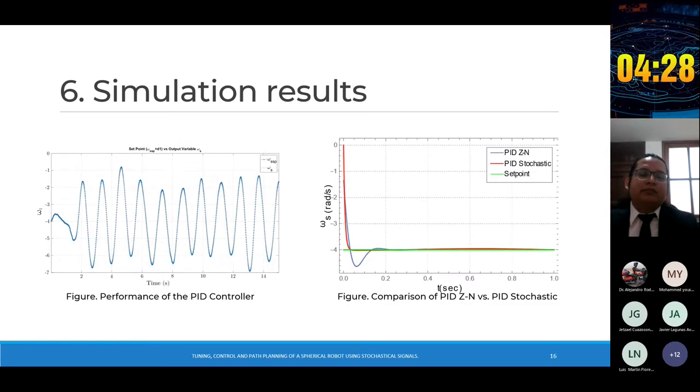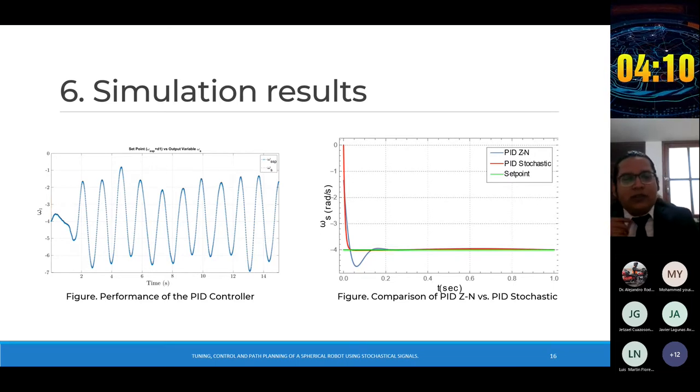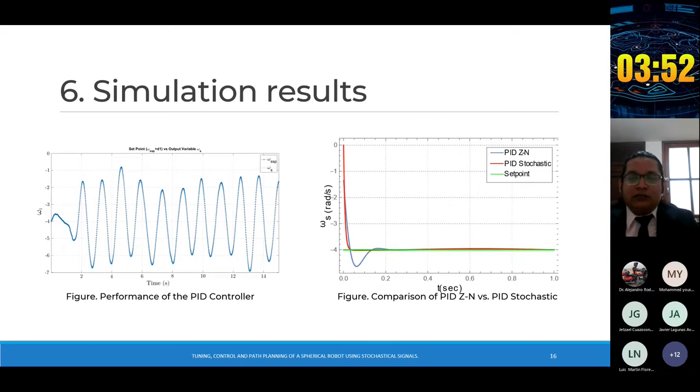So we have two plots. On the left, or right, we can see the set point and the behavior of the system considering the set point that we are using, where we are introducing the disturbance, against the output of the system. And on the right side, we are seeing the comparison between a PID tuned using a Ziegler-Nichols strategy and stochastic signals. We can see that stochastic signals have a better performance because they don't have overshoot and the response is faster.